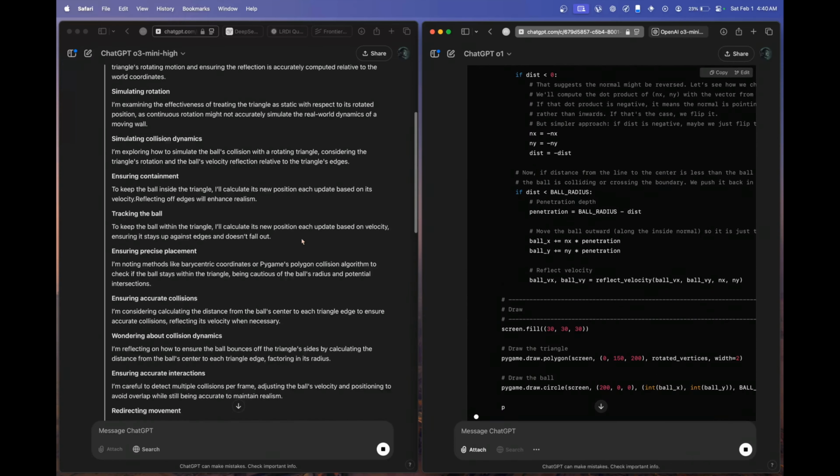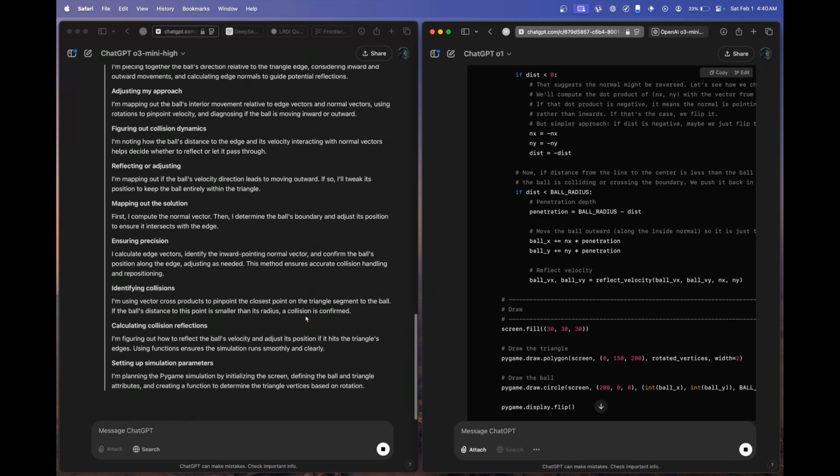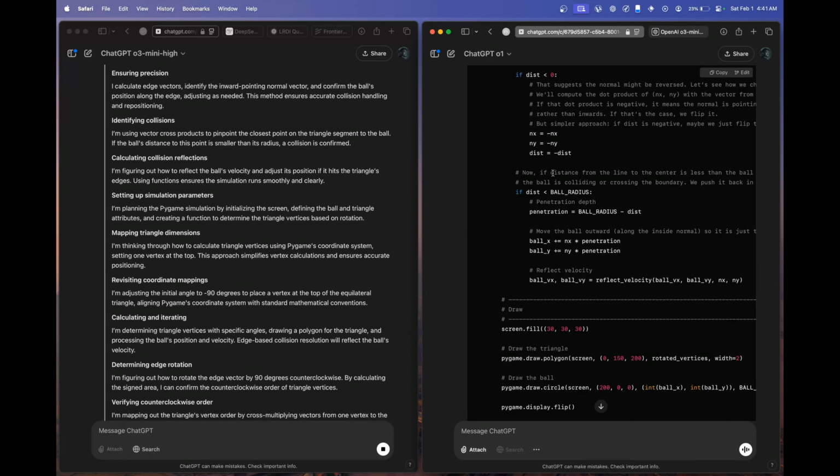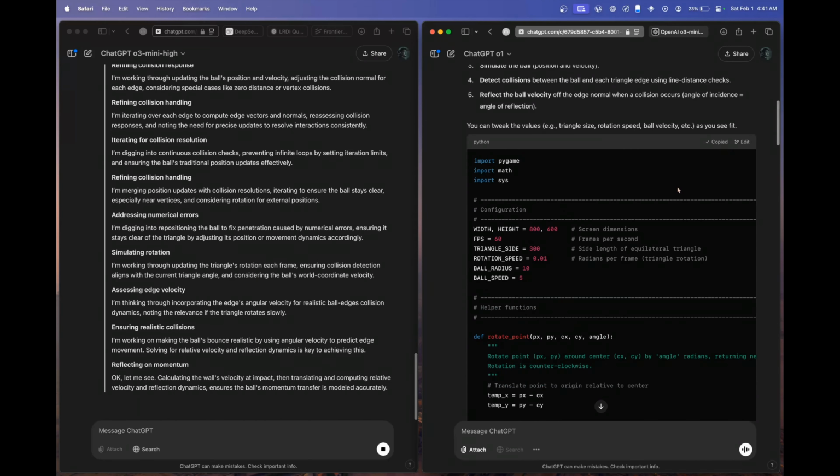Let's see. Meanwhile, O3 Mini is still thinking. So by this time, I'm able to come to a conclusion that if O3 Mini is thinking and O1 has come with a response, then it's most likely that O1 is going to be wrong. So let's test O1's response.